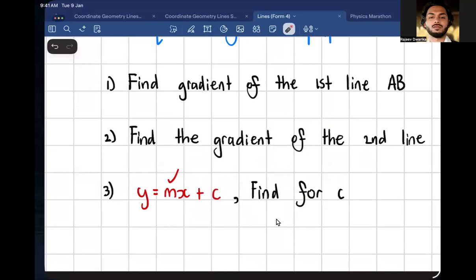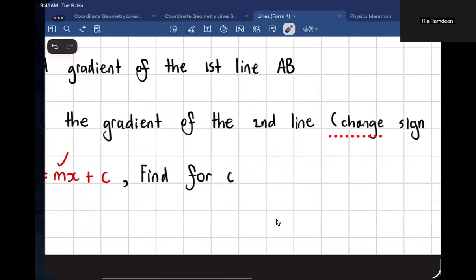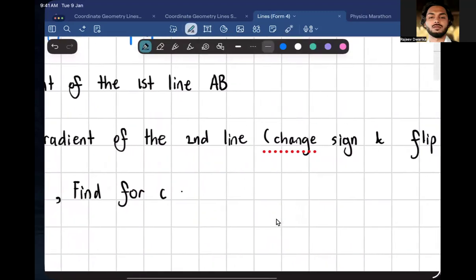C. So, Ria, to continue, we need to know what the y value is and the x value is. So, in other words, we need our what on the line, an xy value, right? Which is our what? A point. We need a point on the line, right? So, find for c using a point on the line.